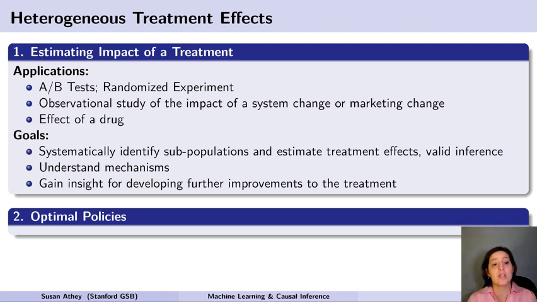Other types of applications include observational studies of, we released a new product. We want to understand what the impact of that was. We want to understand the impact of advertisements that were run. In all these cases, our goals are to systematically identify subpopulations and estimate treatment effects, and also do valid inference to make sure that our findings are not just due to sampling variation.